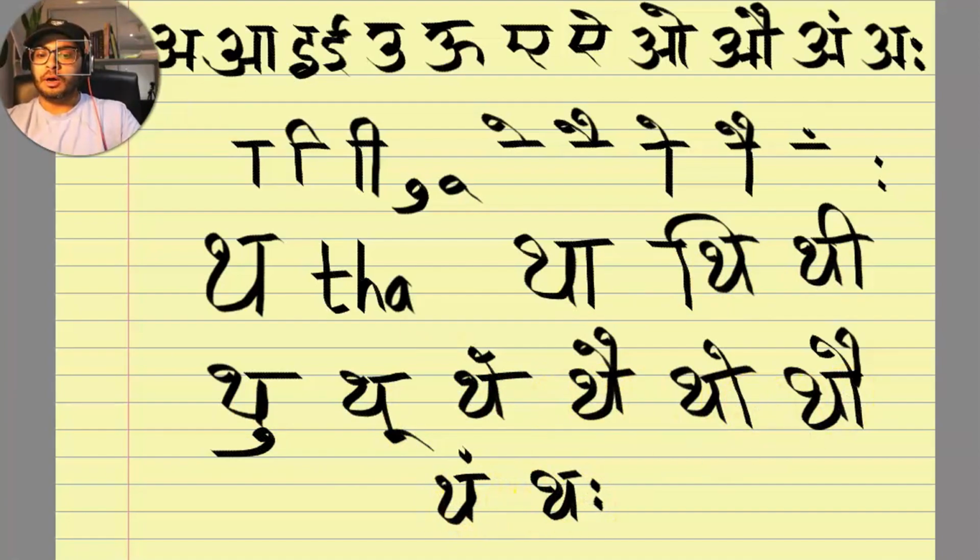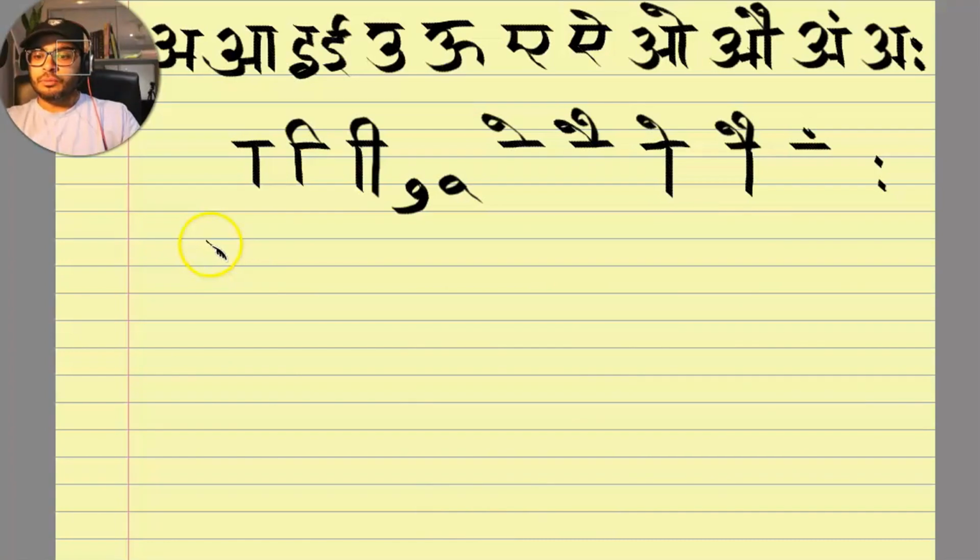Next sound in the list is da. You make it like this, similar to ta, but then you bring it down. This is the da sound. The IAST for this would be DA.